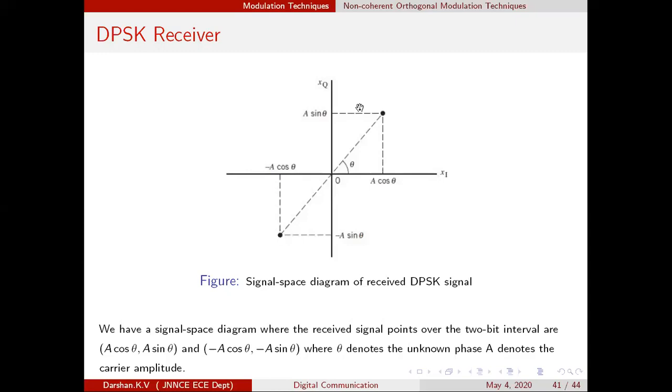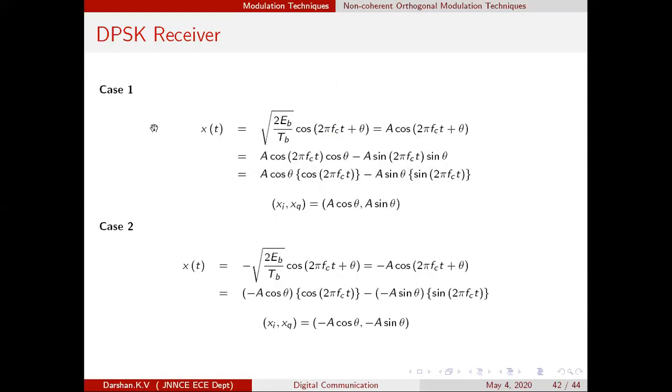So what does this diagram say? It is called a signal space diagram. What does this specify? That we will see now. Suppose, let us consider two cases.